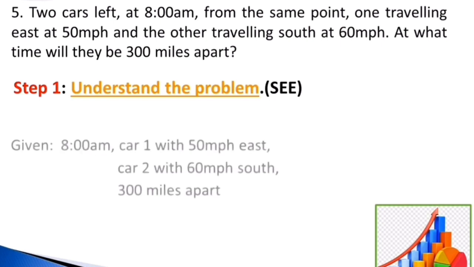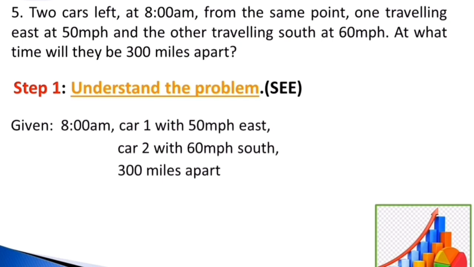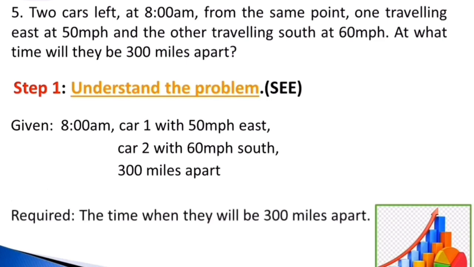So understand the problem. These are now the given. We know that there are two cars who left the same station at 8 o'clock a.m. with a speed of 50 miles per hour going east for the first car, and 60 miles per hour going south as the car 2 speed. At a certain time, they will be 300 miles apart. In short, the required is the time when they will be 300 miles apart.